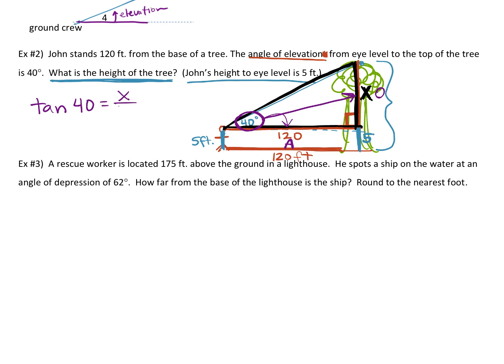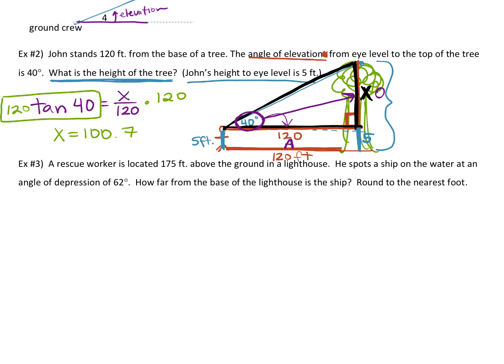x over 120. Opposite over adjacent. Well played. Okay, so this is your setup to solve for x, but x is not our answer. Keep that in mind. How do we solve for x right now, though? Multiply by 120 on both sides. So you're going to plug into your calculator 120 tan 40. Okay, so x right now is 100.7, if we round to the nearest tenth.